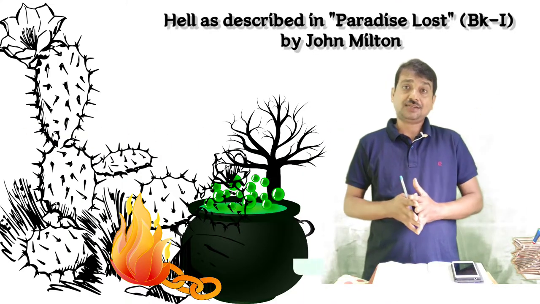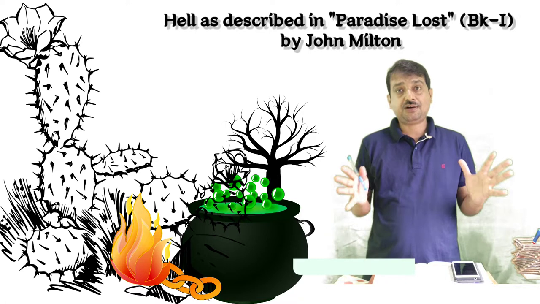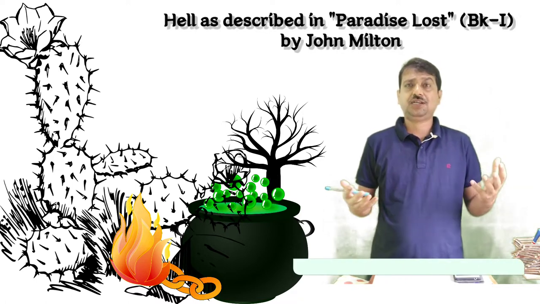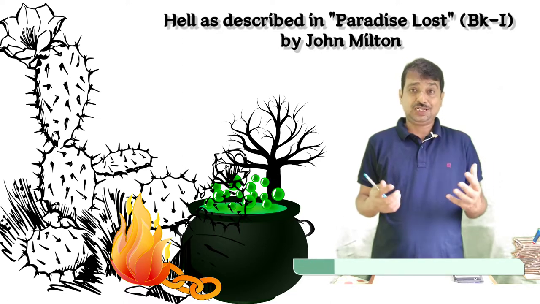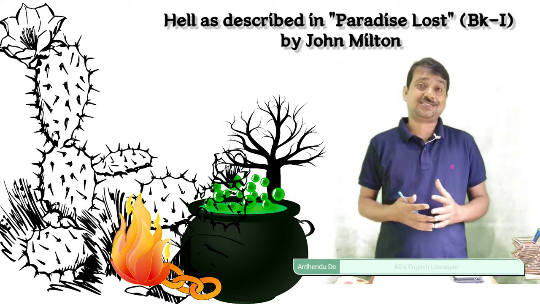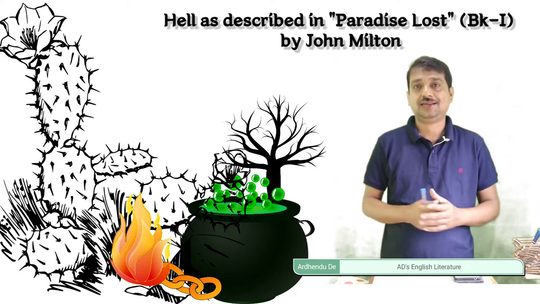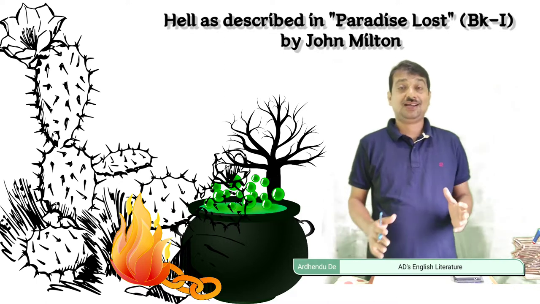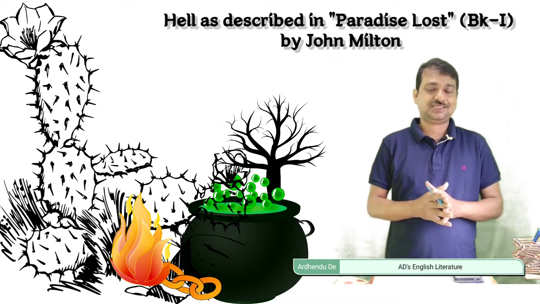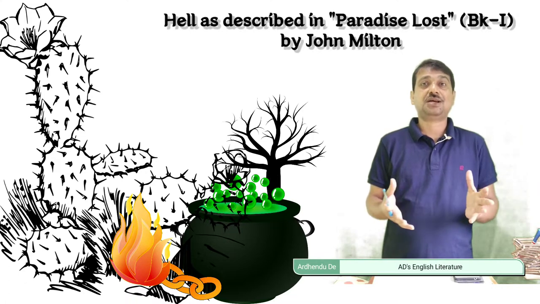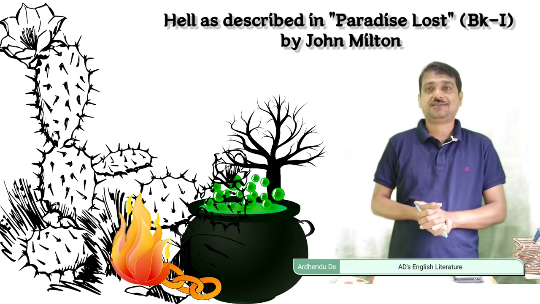A place of darkness, frightful warning, place of spikes, frying pan, thorny trees, short-lived forest, and place of iron fetters. It is hell. John Milton's Paradise Lost, particularly Book 1, has a vivid description of it. It is both a geographical as well as a psychological domain.